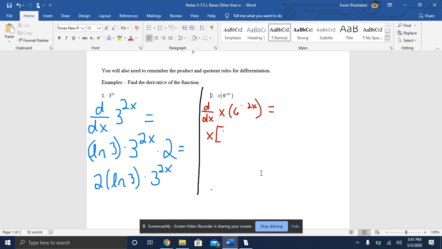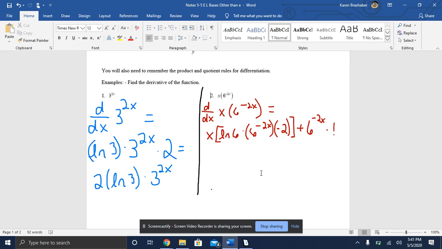So like our last one, the derivative of 6 to the negative 2x is the natural log of 6 times the exponential itself, 6 to the negative 2x, times the derivative of the exponent, negative 2. And then we'll do plus second, which is 6 to the negative 2x, times the derivative of the first. And the derivative of x is 1. So there's the calculus line.